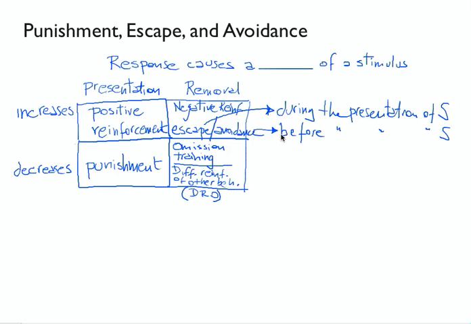Right? Now, the typical example in the laboratory is what is called the shuttle box. It's the example of shuttle box escape avoidance conditioning.